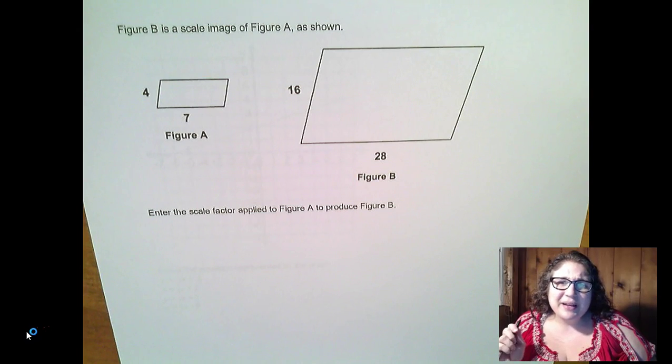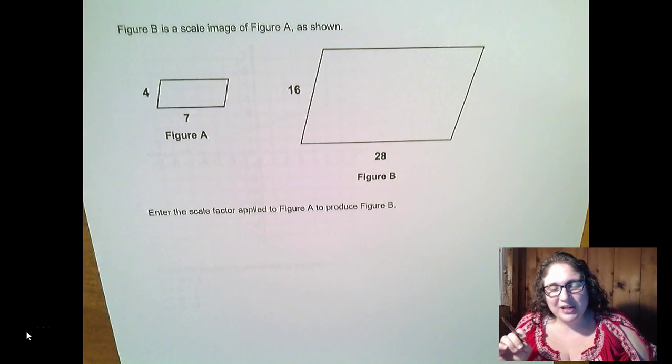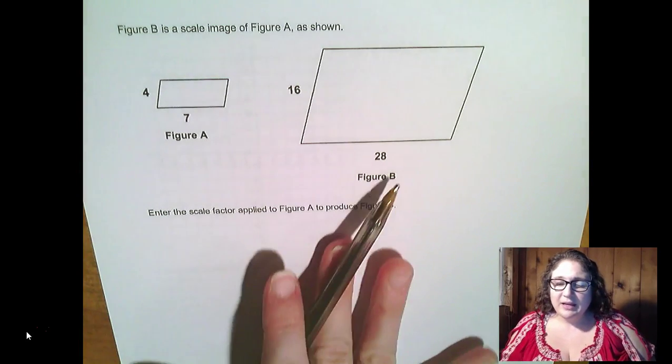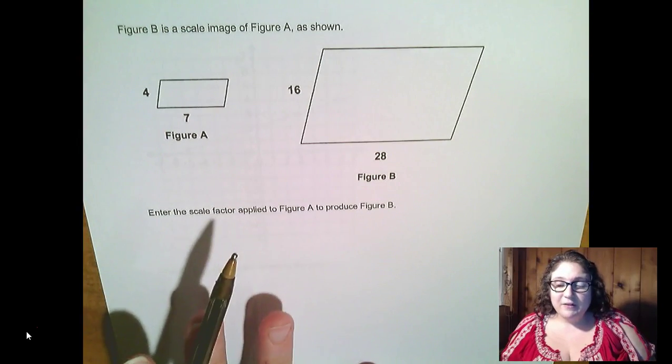I've got another 7th grade SBAC style question for you. Let's see if we can put our thinking caps on and make a difference. So we're trying to find what the scale factor is to get from figure A to figure B. It says figure B is a scale image of figure A. What is the scale factor?